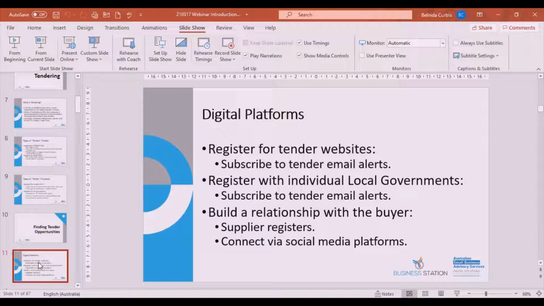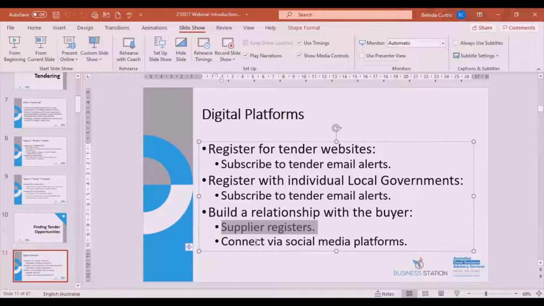So contact the organisation, ask to be put on a supplier register. Also connect to them via social media platforms, because often they advertise their quotes through those mechanisms. I know I've picked up tender opportunities through LinkedIn and Facebook and the like. So very important to build the relationship, get on a supplier register, get them to know who you are and what you can deliver for them.